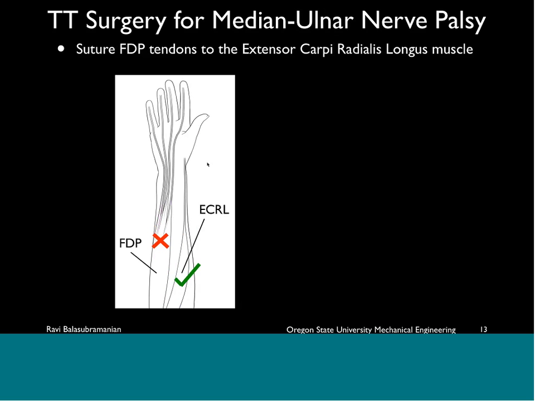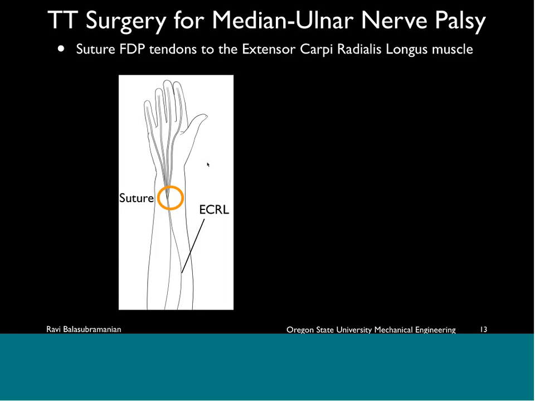So the current tendon transfer surgery for median ulnar nerve palsy is to say, well, it's only that the FDP muscle is no longer functioning because the median and ulnar nerves are no longer functioning, but the ECRL muscle, which is innervated by the radial nerve, is still functioning. So the idea is to suture all 4 FDP tendons to the ECRL muscle.